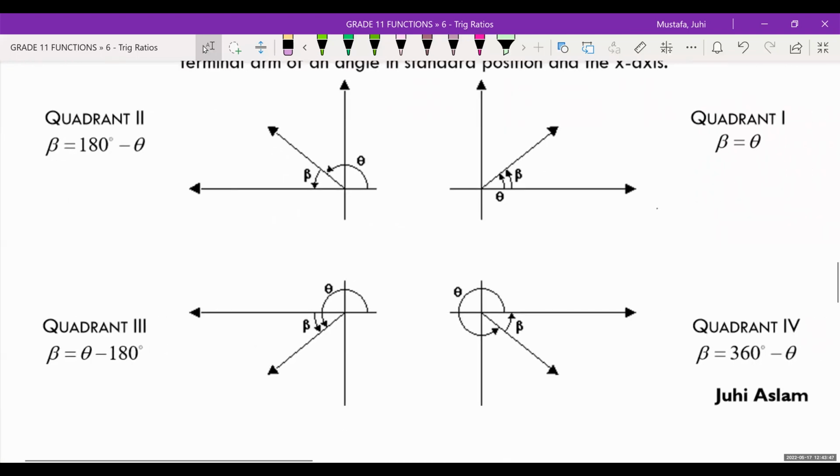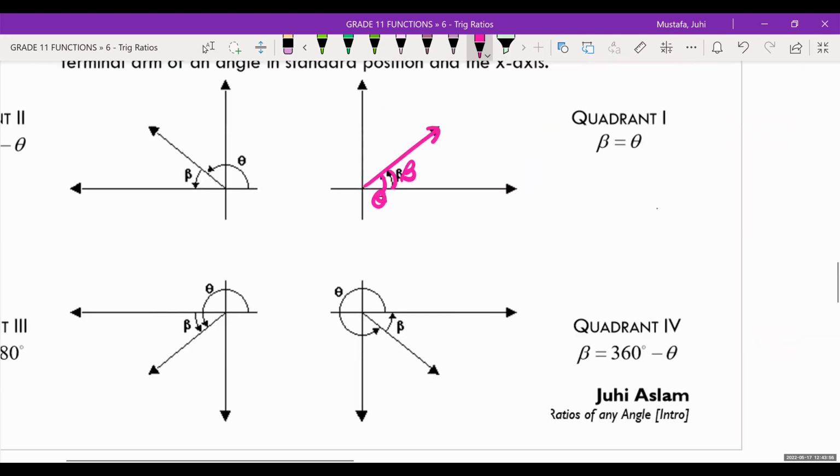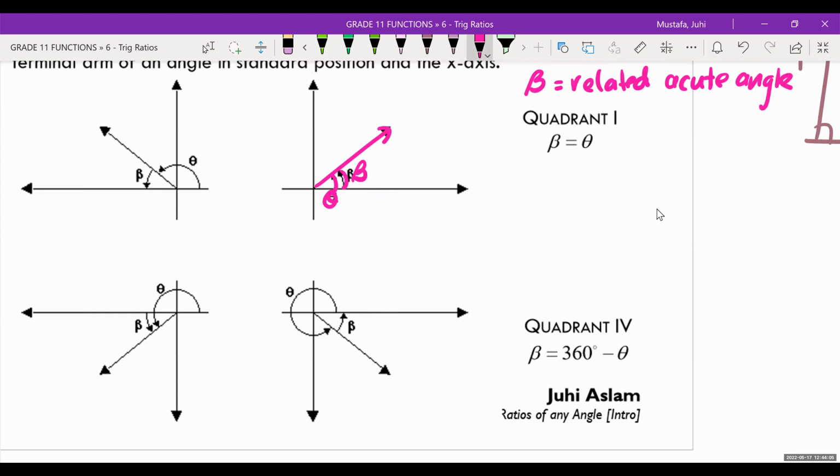In quadrant 1, whenever we draw our terminal arm, this angle right here is theta. And it just so happens that beta, which stands for related acute angle, and you can make a note of that, beta is called the related acute angle. In quadrant 1, whatever your theta is, your beta is as well. So your principal angle is your related acute angle. Can you think of a reason why that's true? In quadrant 1, what is the maximum degree you can have? It goes from 0 to what? 90 degrees. So already the principal angle is acute, right? You don't need to do any calculations. Whatever angle you get there, it will already be acute.